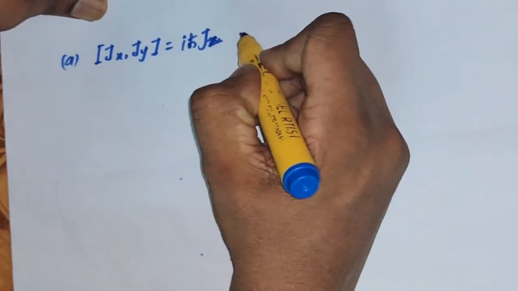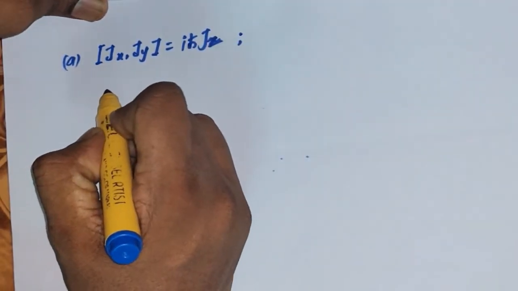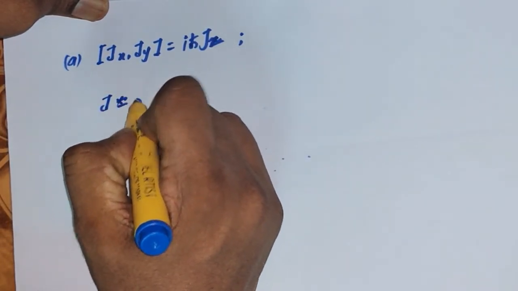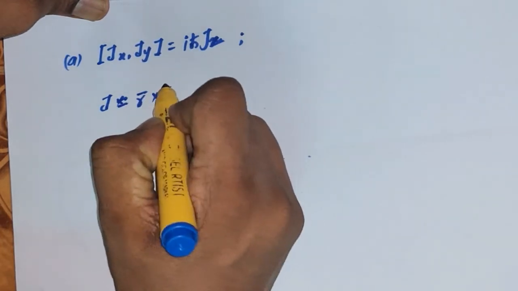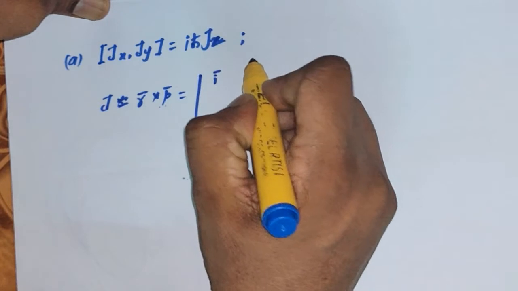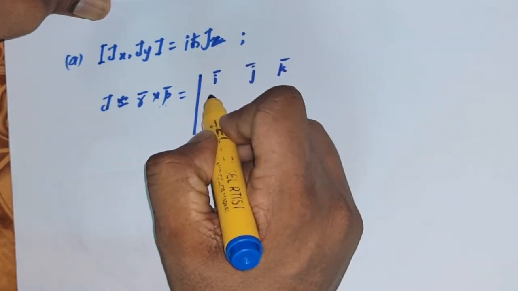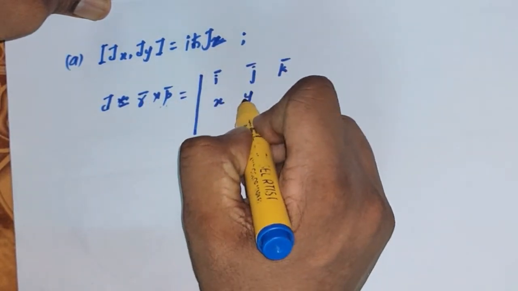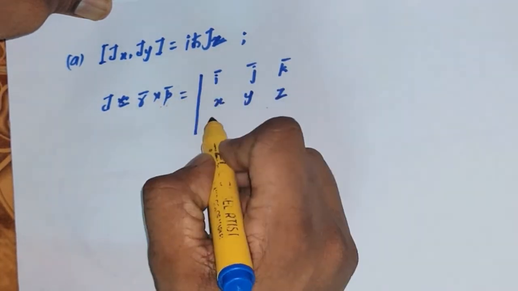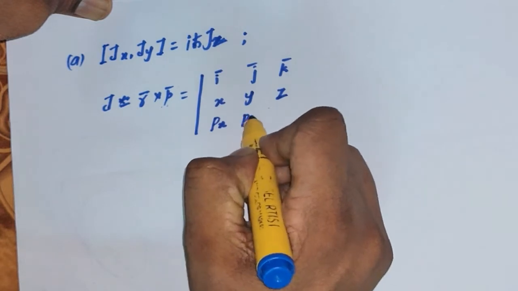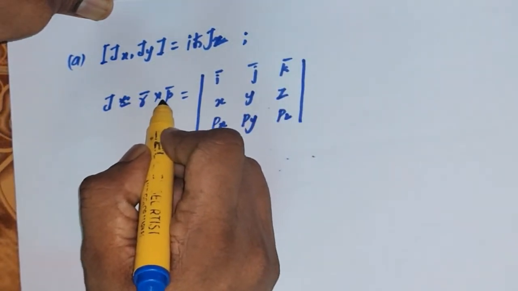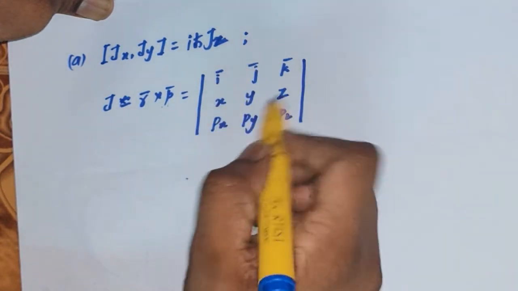Another thing we want to know: if you want to write J in general, J is r cross p, or else you can write it as a determinant of the i vector, j vector, k vector. Here r is the vector r = xi + yj + zk. P in general you can call pxi, pyj, pzk. So you can write the r cross p vector as a determinant.